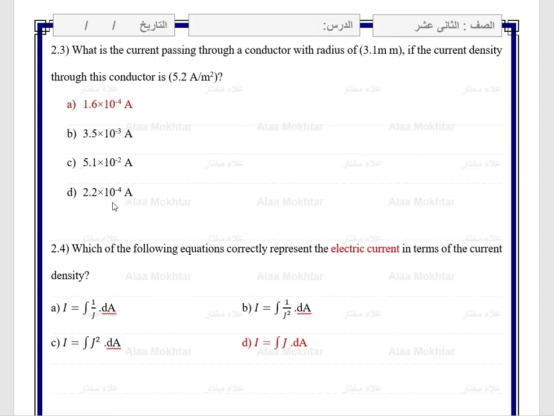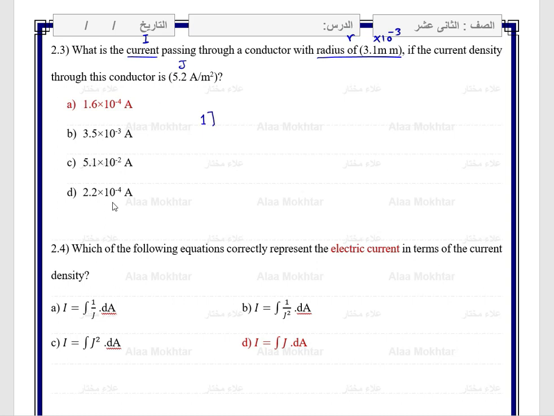2.3. What is the current? Current is I, passing through a conductor with a radius R of 3.1 millimeter, multiplied by 10 to the negative 3 to convert it from millimeter to meter. The current density through this conductor is J, 5.2 ampere per meter squared.